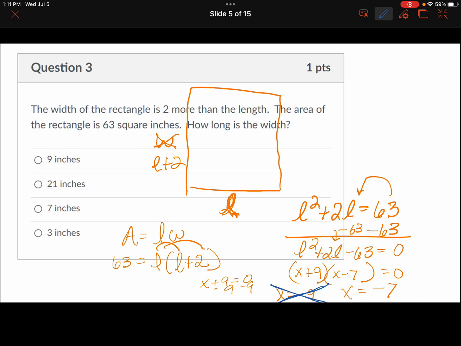You cannot have a length being a negative number. So that means x is positive 7. I apologize, because when I add 7 to both sides. So that means my length is 7. And length plus 2 would be 9. The width would be 9 inches.